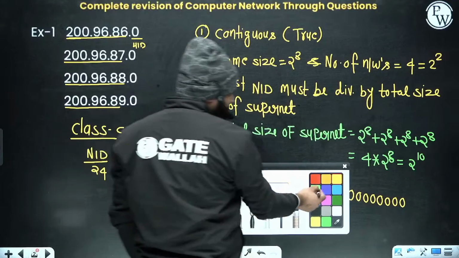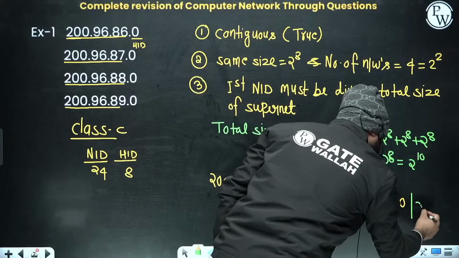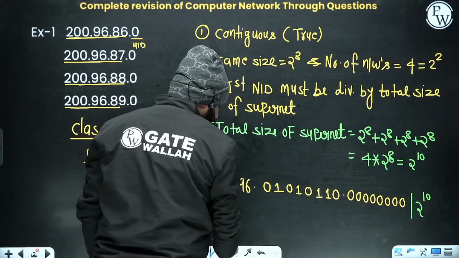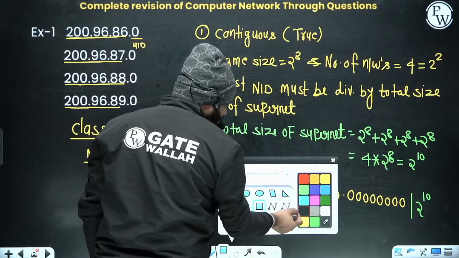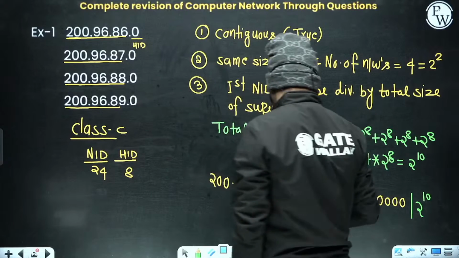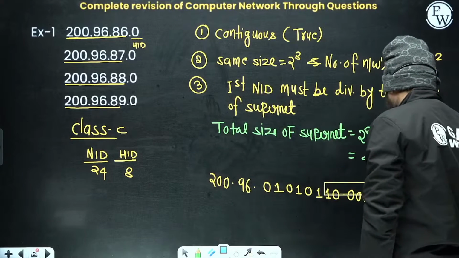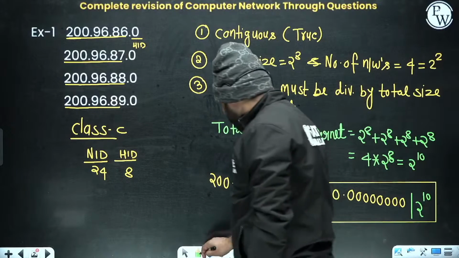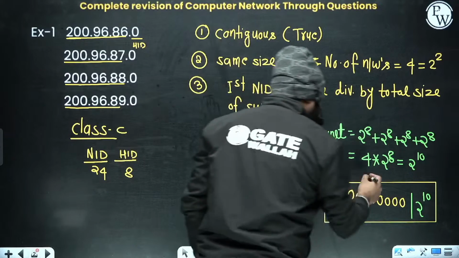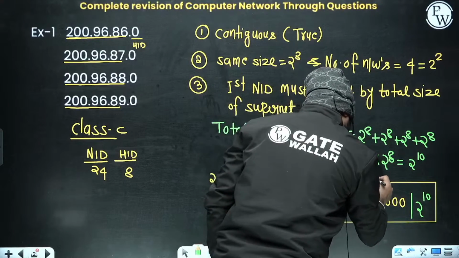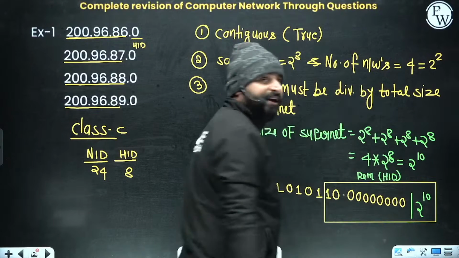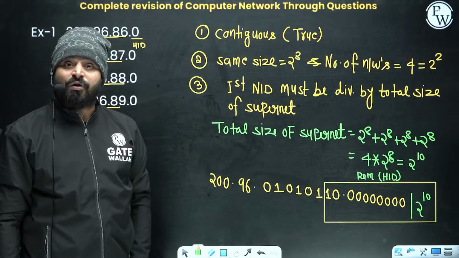If I divide this number by 2 power 10, do the last 10 bits represent the remainder or not? Yes. The remainder, or host ID. So the remainder must be 0. Divisible means the remainder must be 0. Host ID must be 0.